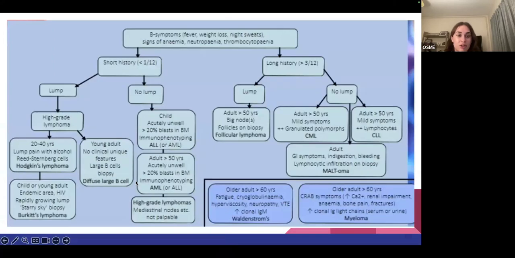So this is a summary slide for the B symptoms, so the kind of stuff that you see for lymphomas, and I hope it's useful. So to do with the whole lump, no lump, it should be able to help you rule things out. A longer history should hopefully point you more towards follicular lymphoma. If it is a low grade lymphoproliferative disorder, it's probably lymphoma. I'd go for your best guess. If it's a lump, and if it's not a lump, think about CML and CLL.